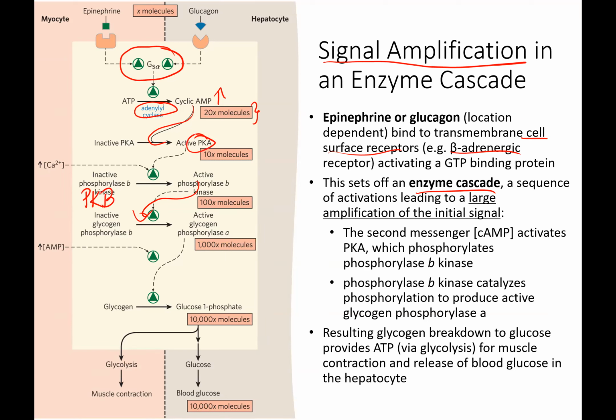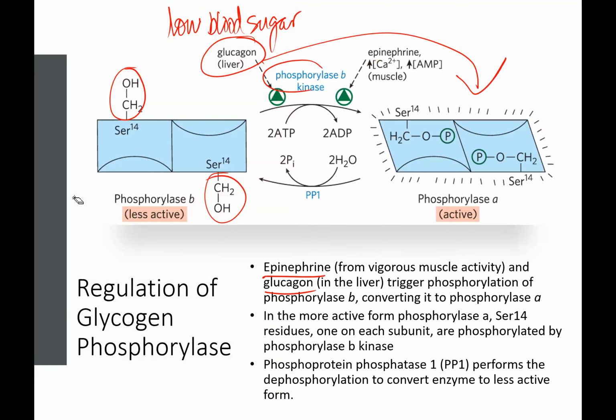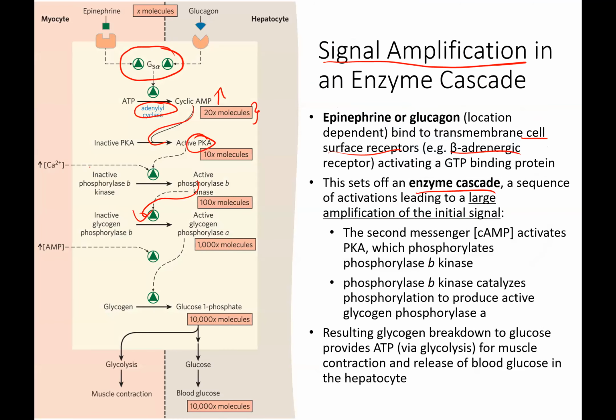So PKA promotes the phosphorylation of PKB, okay? It gets a little crazy because I don't know if you're seeing the levels here. This molecule here is PKB, right? And this is actually our phosphorylase B, inactive. But PKB itself is activated by PKA, okay? Do you see that now? So PKA activates PKB. It has an inactive and active form, right? It gets activated here. That in turn activates our phosphorylase to the A form.